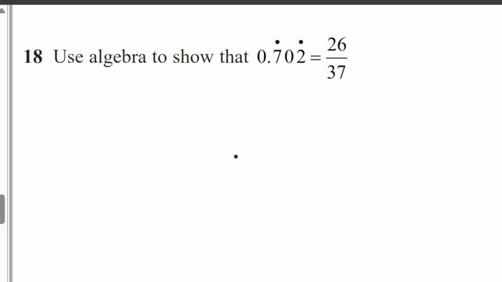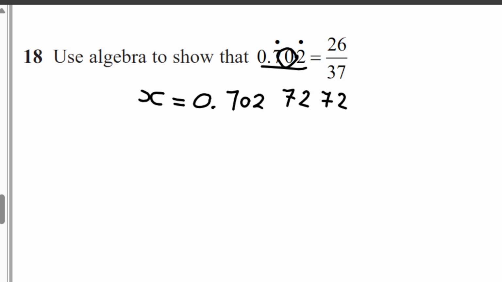Now, to do this question, we will assume this is x. X equals 0.702. Now, the mistake that everyone makes is thinking this is not repeating, so they just write 7272, which is wrong. If the number is in between repeating numbers, it also repeats. Because this is in the middle of these repeating numbers, it will also repeat. So it's 702 and 702. Did you get it? So the 702 repeats.